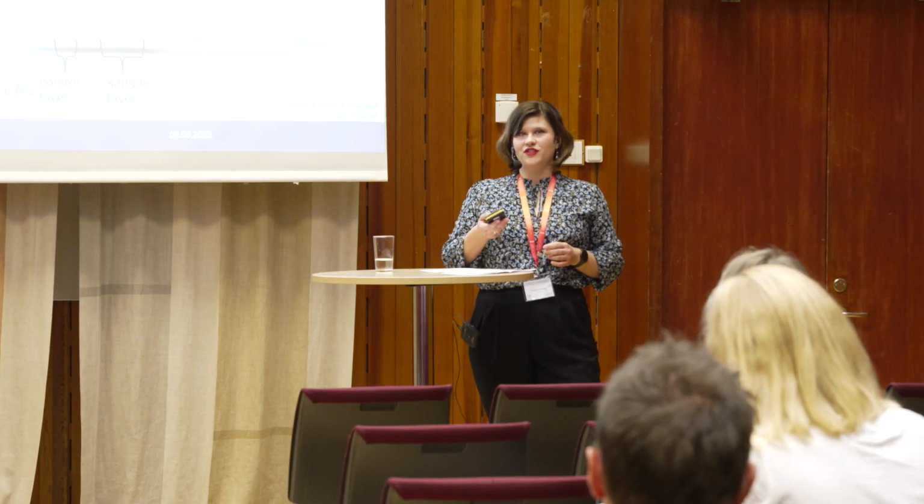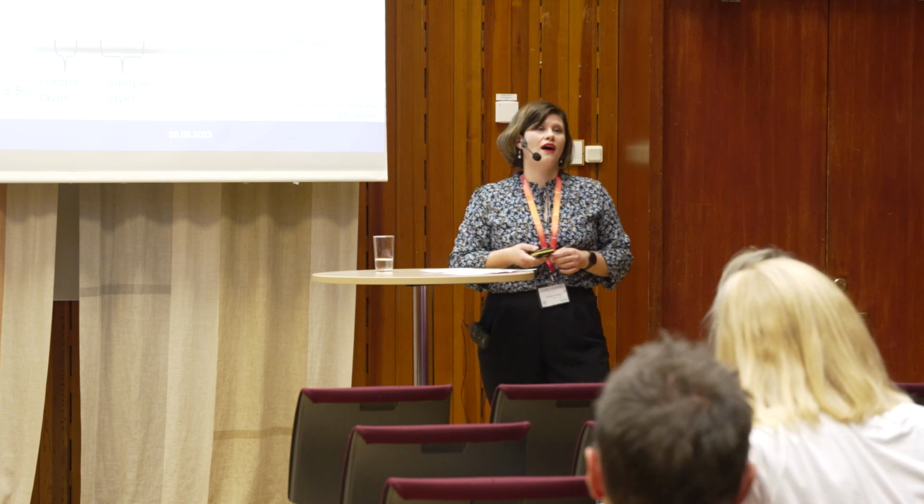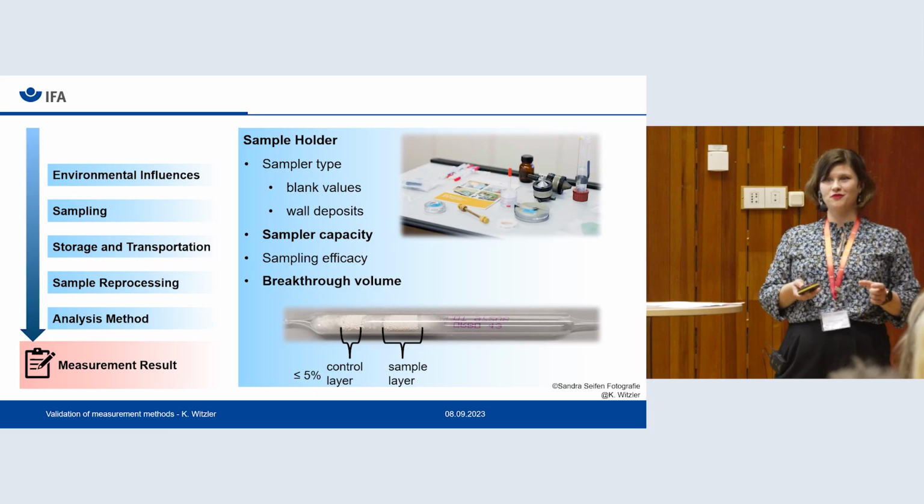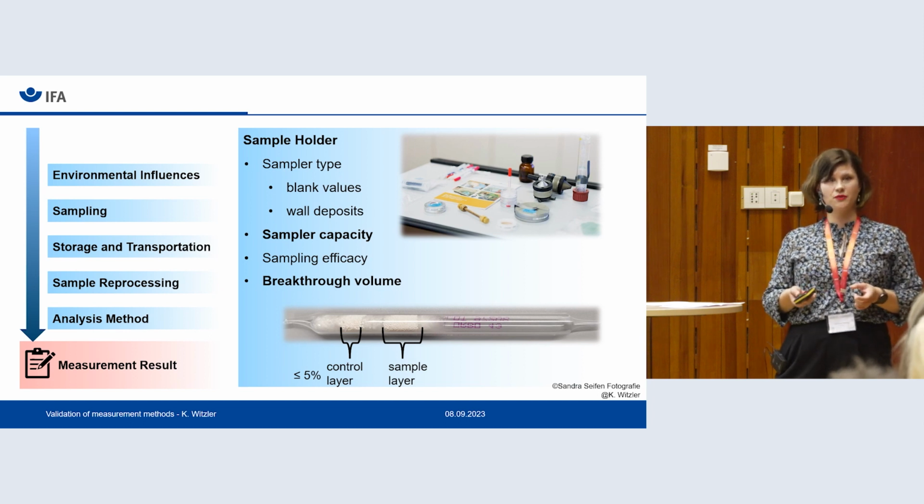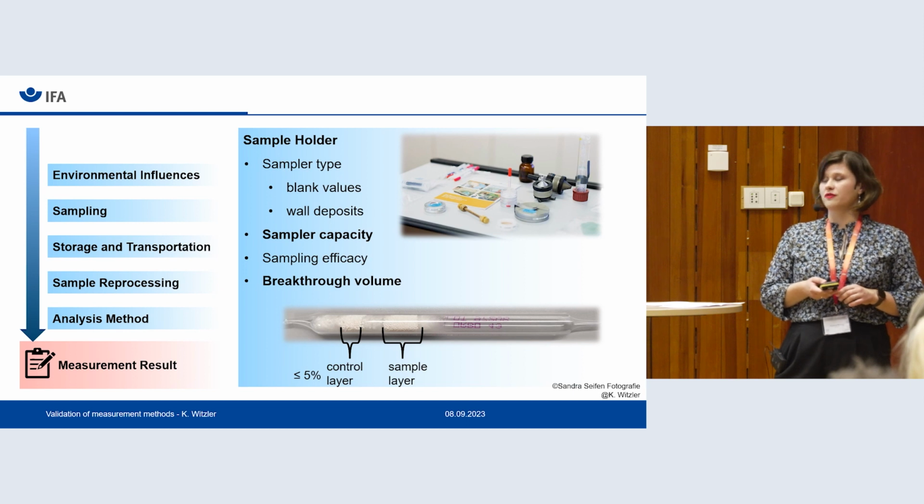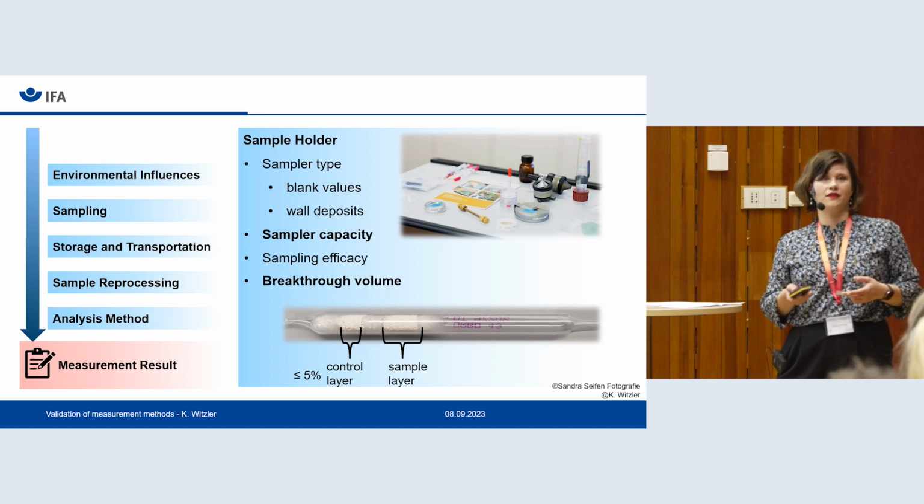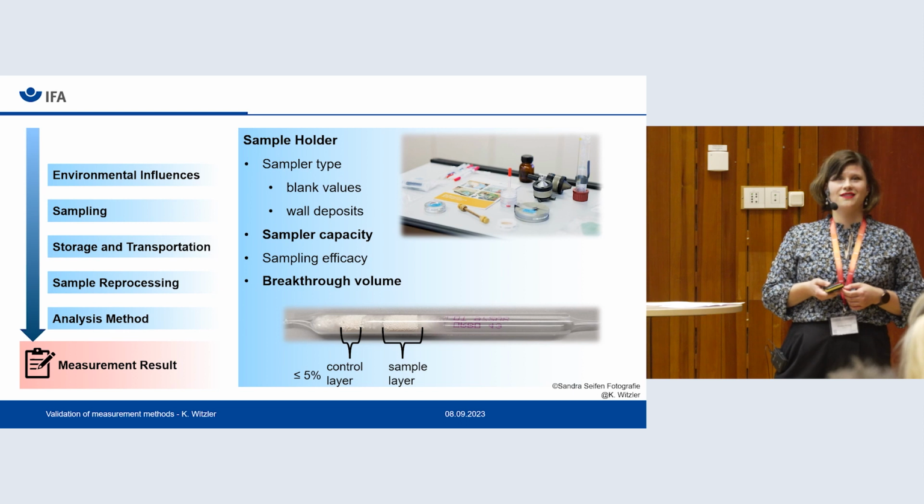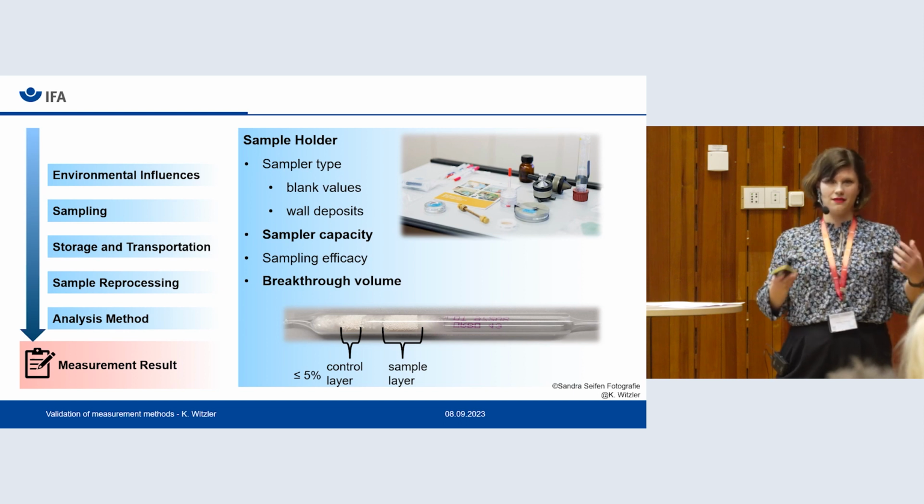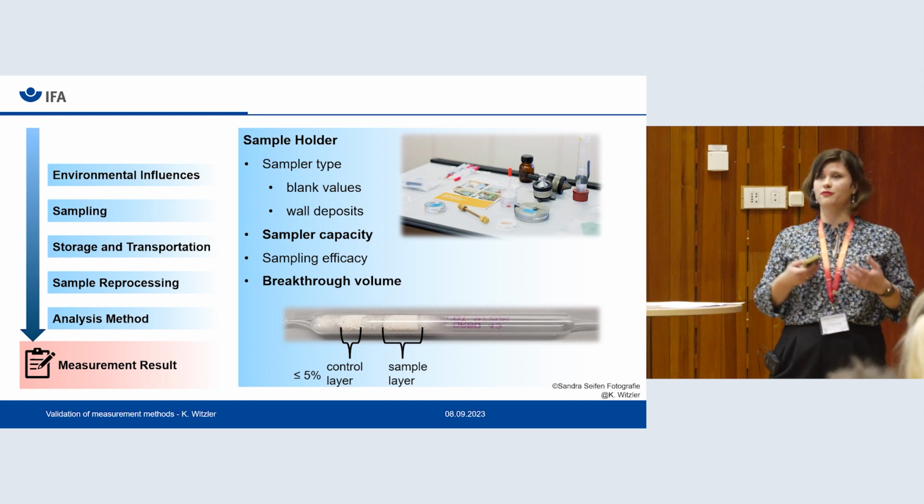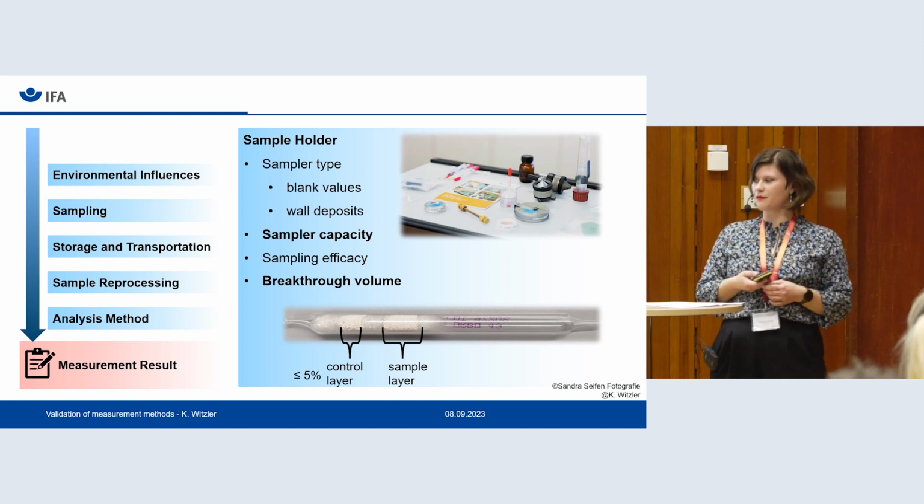If you don't use a sampler like the test tube behind me, which has an inbuilt control layer, you can put just 2 samplers of the same kind in sequence behind one another, and then you should measure your control layer. Your control layer should have a concentration less than 5% of the overall measured concentration to prevent the breakthrough.